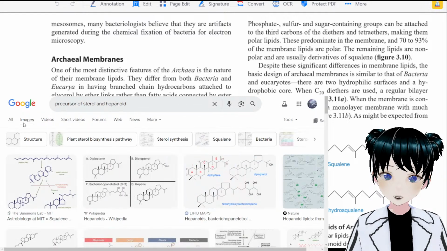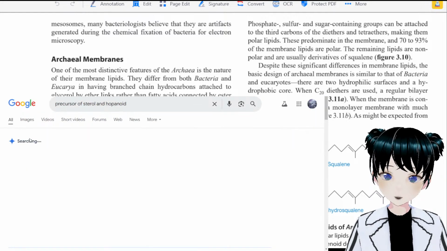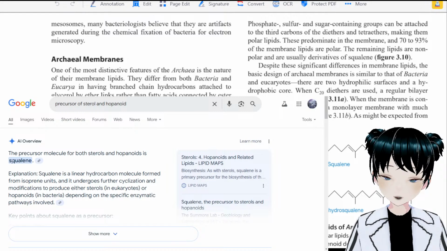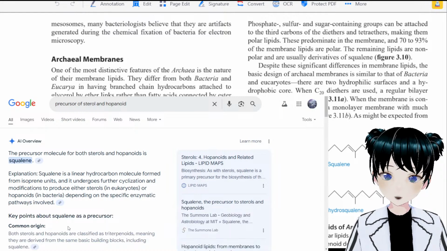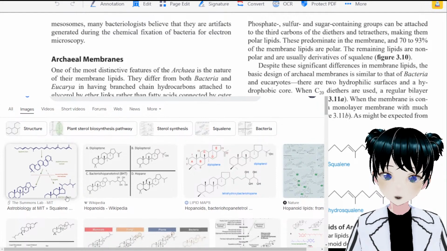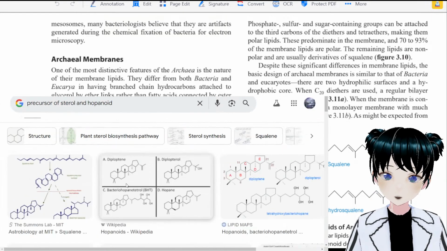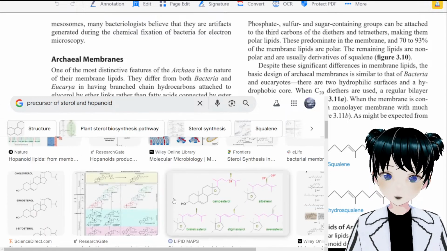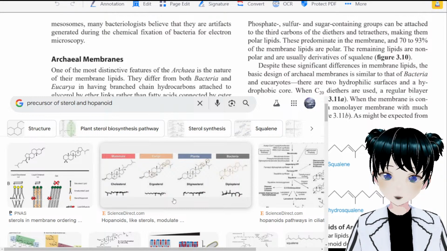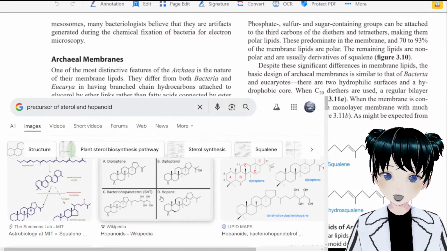Precursor here. Yeah, see, the precursor molecule for both sterols and hopenoids is the same, and that is squalene. Now, look at this diagram. If you look at these, oh my goodness. Wait, so these are different types of hopenoids.